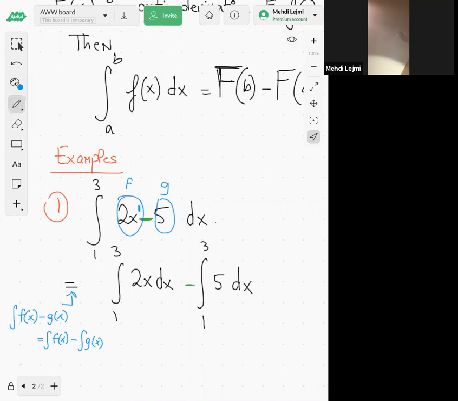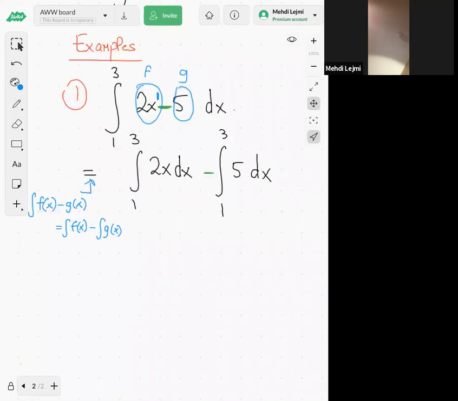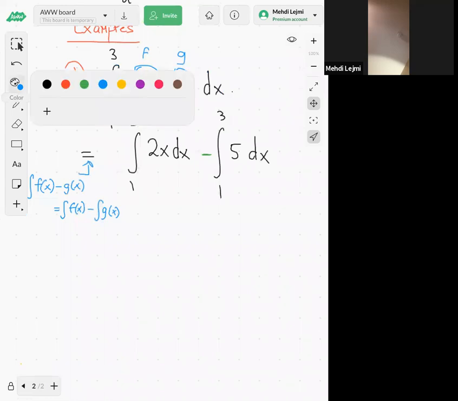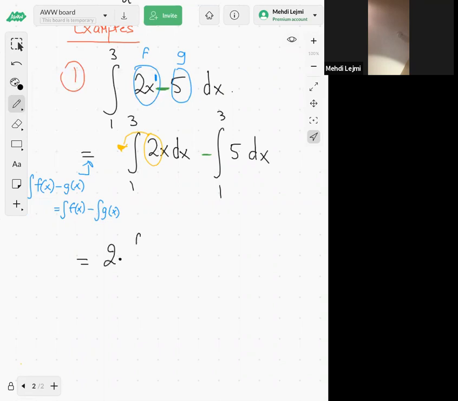Now, remember, guys, we said that for the integral of a constant times a function, you see this constant 2 here times x, when you have a constant inside the integral, you can just bring it outside the integral. So we're going to have 2 times the integral of x from 1 to 3 dx minus. Now, what's this? What will be the integral of 5 from 1 to 3?